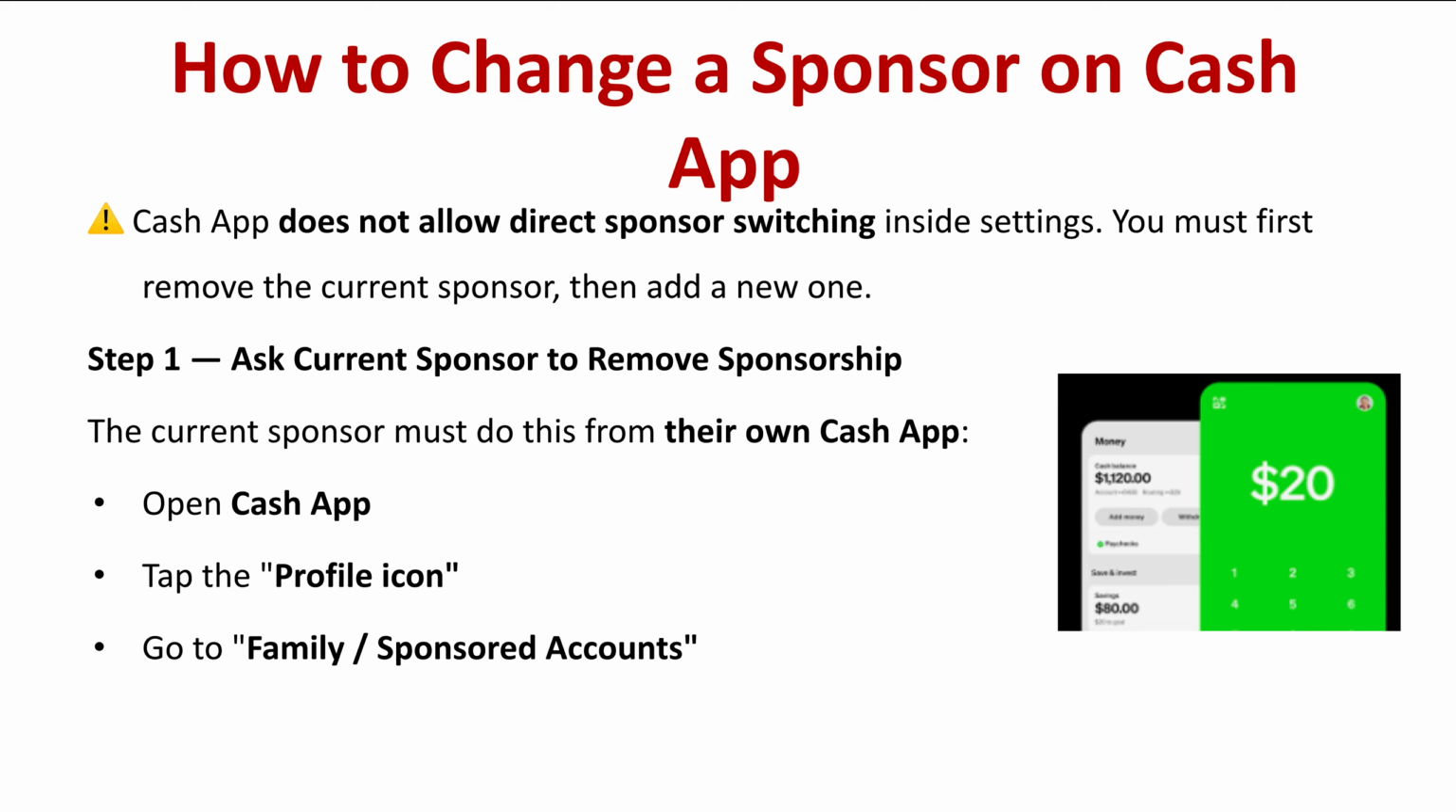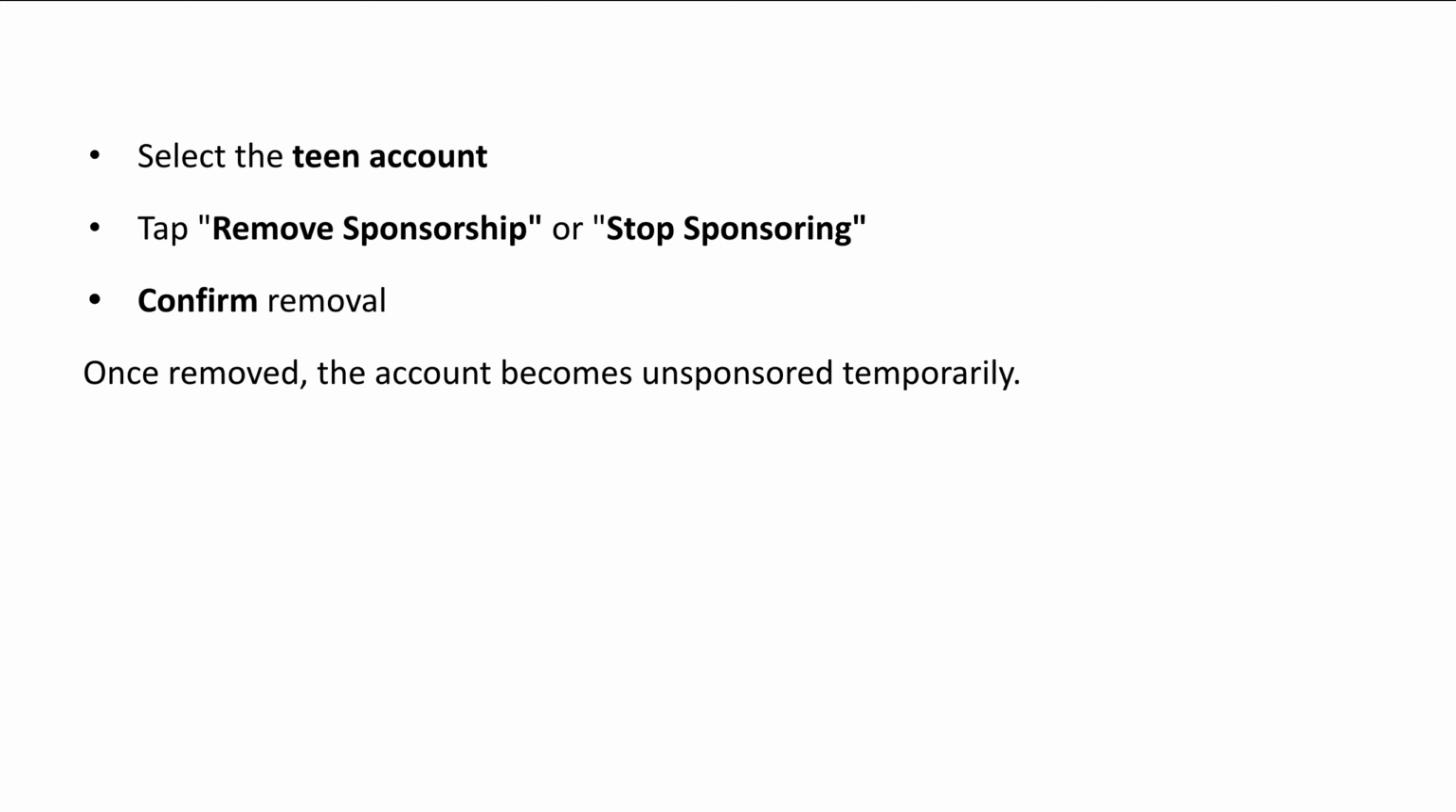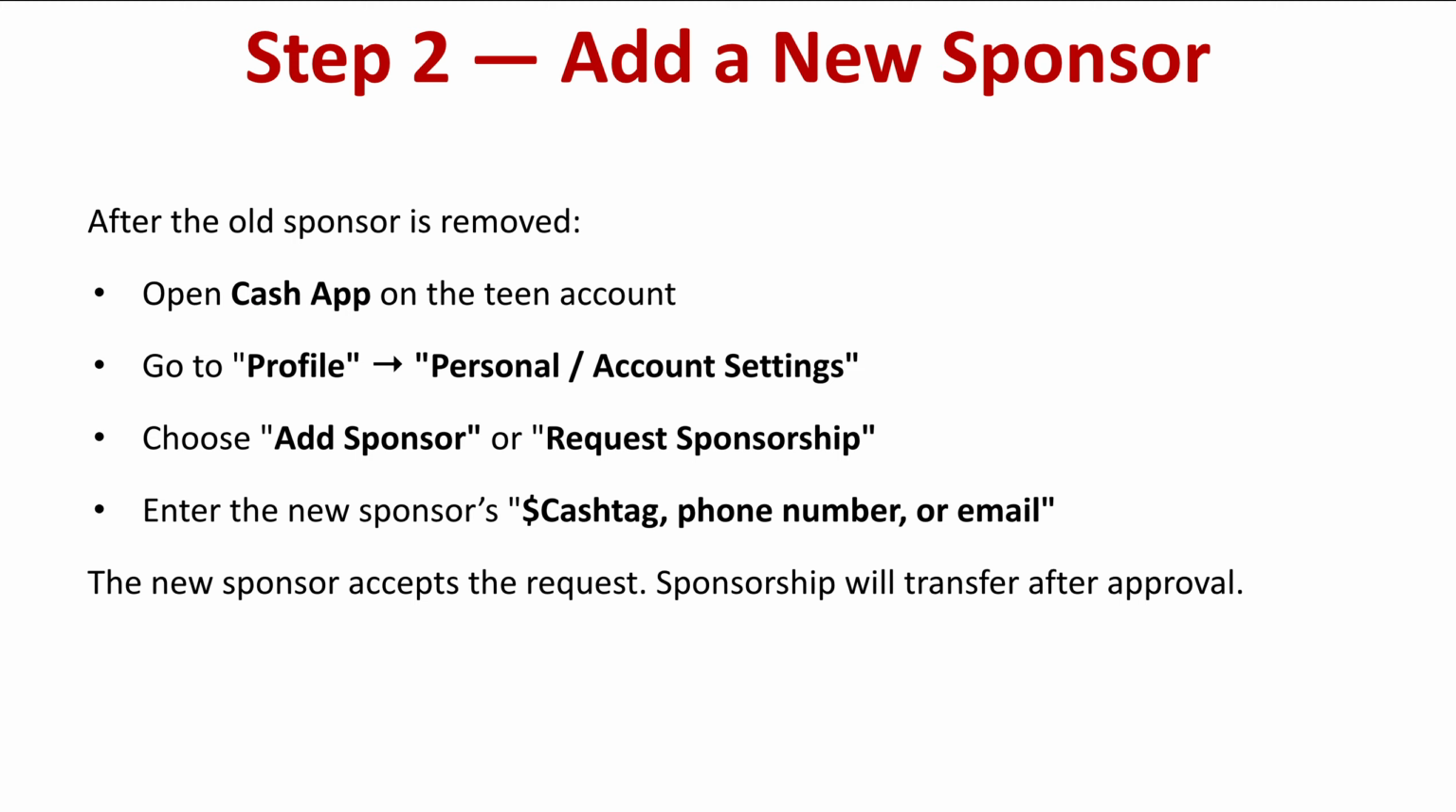Step 1. Ask the current sponsor to remove sponsorship. The current sponsor must do this from their own Cash App. Open Cash App, then tap the profile icon, then go to family and sponsored account. Select the teen account, tap remove sponsorship or stop sponsorship. Confirm removal. Once removed, the account becomes unsponsored temporarily.